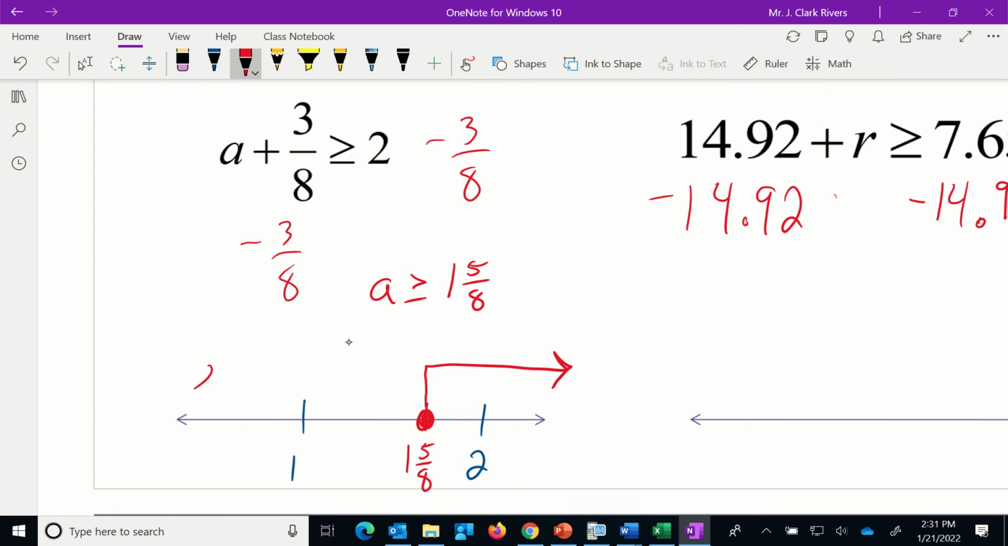Comma, if we go to the right forever, on the right side of the comma, we have an infinity symbol. It always gets a parenthesis. On the left side of the comma, we have 1 and 5/8. What does it get? A bracket because of the closed circle. This shows you that 1 and 5/8 is included in the solution set.